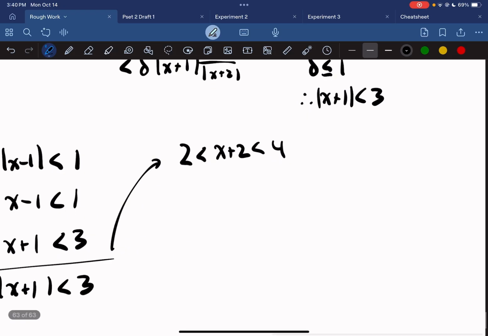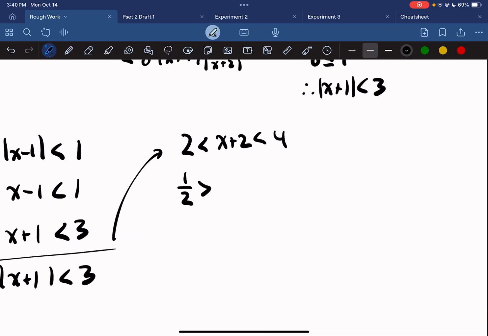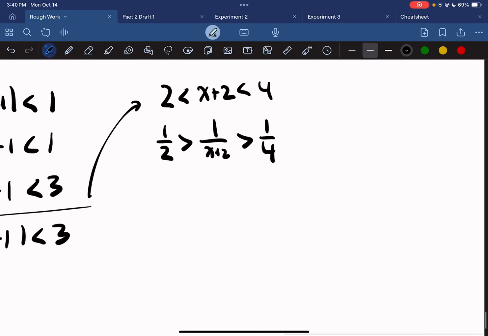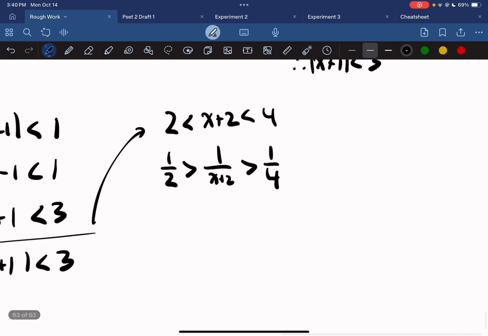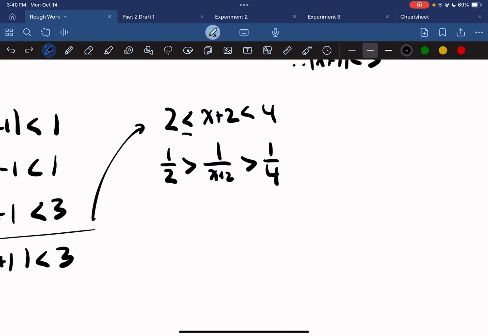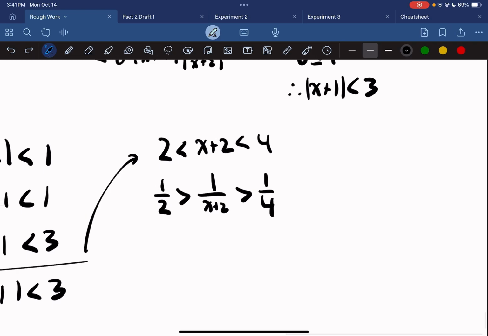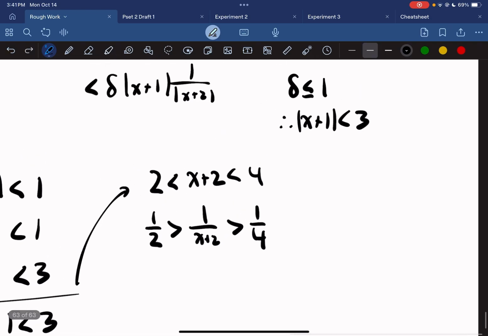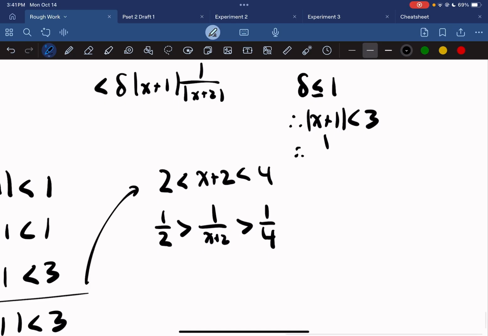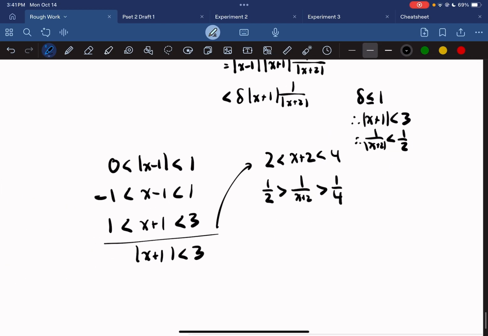Now, if we take the reciprocal, we know that 1/2 must be greater than 1 over x plus 2, which is greater than 1 over 4. This is the reciprocal property. If you don't know this, try to review it. We have to switch the signs around. And now we know this is true, right? So we know that 1 over x plus 2 is less than 1/2.